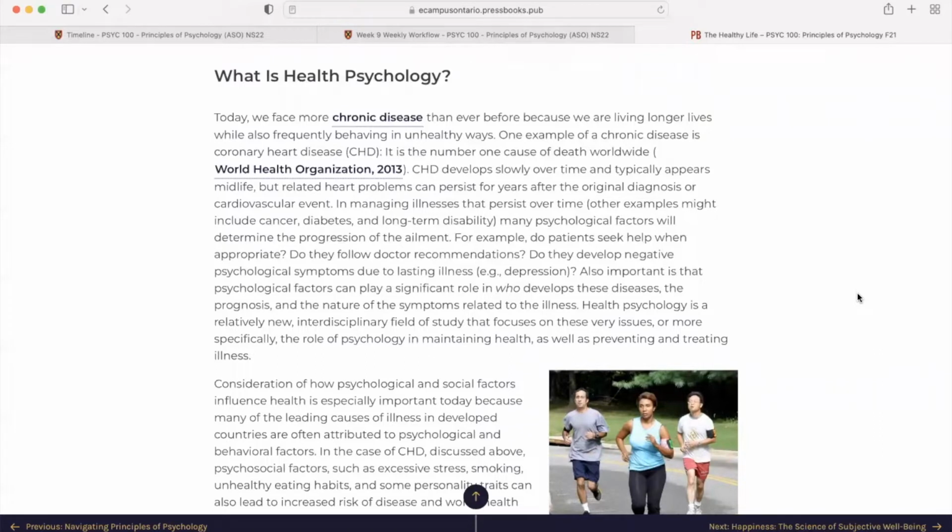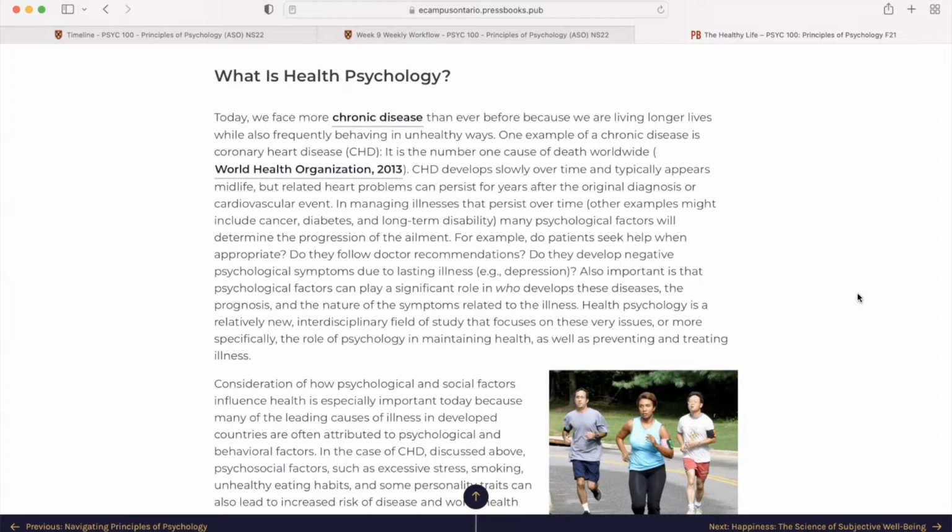What is health psychology? Today, we face more chronic disease than ever before because we are living longer lives while also frequently behaving in unhealthy ways. One example of a chronic disease is coronary heart disease. It is the number one cause of death worldwide. Coronary heart disease develops slowly over time and typically appears in midlife, but related heart problems can persist for years after the original diagnosis or cardiovascular event. In managing illnesses that persist over time, other examples might include cancer, diabetes, and long-term disability.